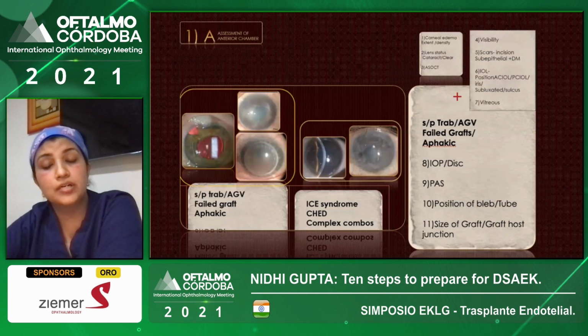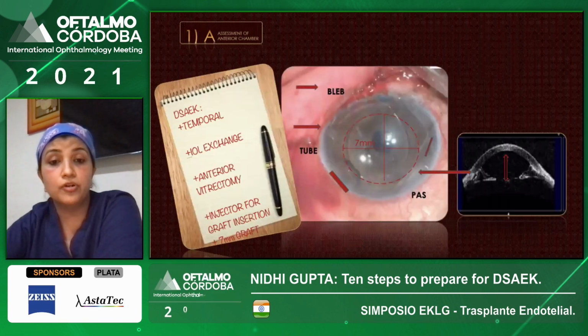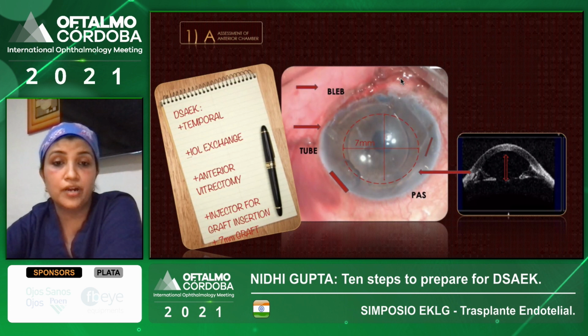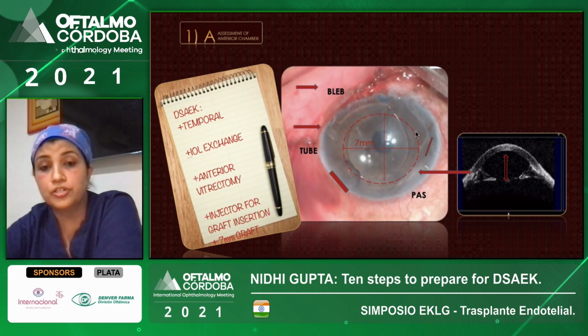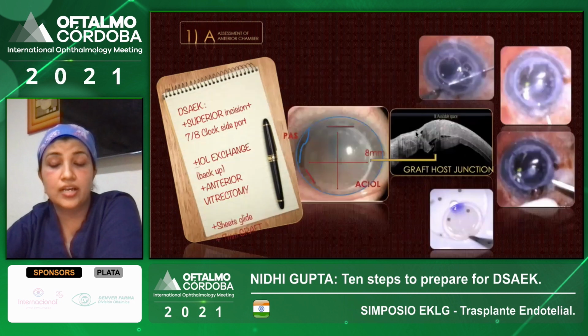Also, you will have to see where the position of the bleb and the tube are, for you to decide what your graft size will be and where you will be making your initial incisions. This is just an example of a similar case wherein you have a tube. If you actually see, there is a tube here, and the decision has to be made preoperatively as to what your graft size is going to be and where you're going to be taking your main incision and your side incisions for your DSAEK.